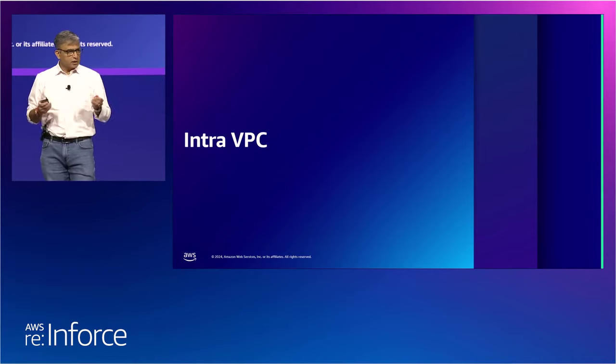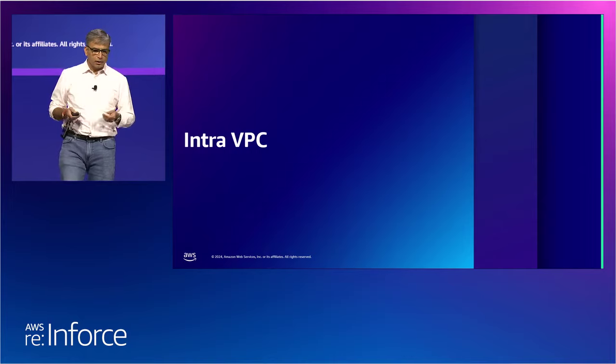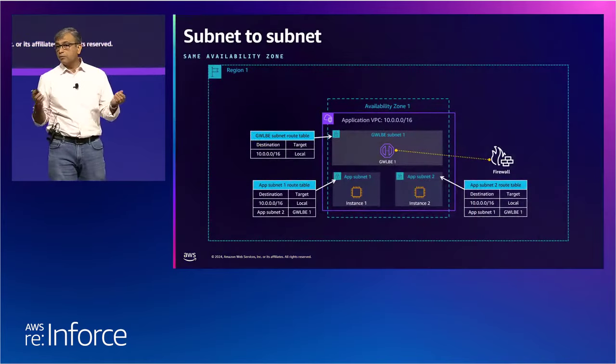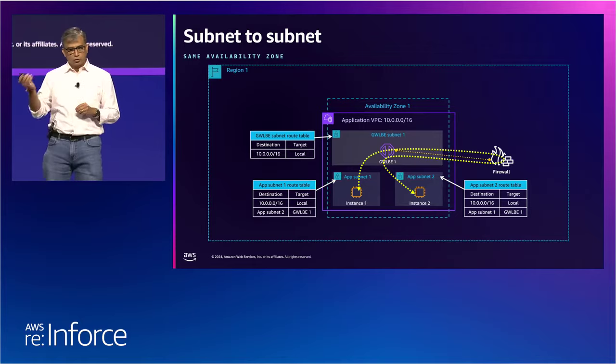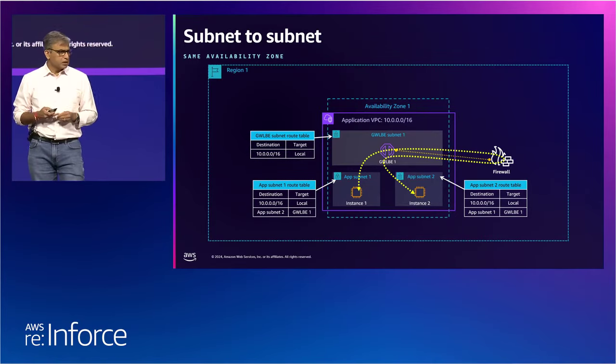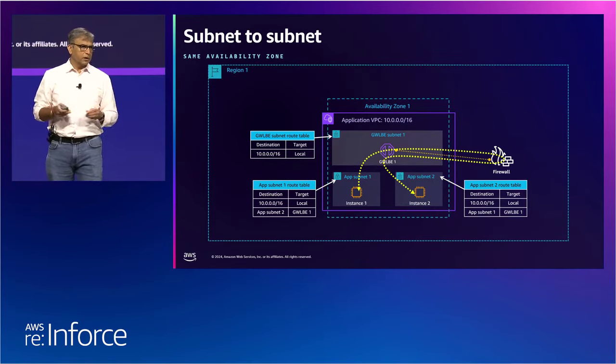So with that, let's get started with the design patterns. The first one is, as we saw on the slide, intra-VPC. You want to inspect the traffic between the resources, between two subnets. You create a gateway load balancer endpoint, add that as a target in your VPC route table, and traffic gets routed to the firewall for inspection before it goes to the destination. This is a simple case of a single AZ, so perfectly fine.